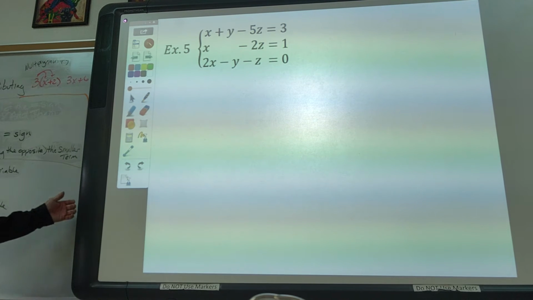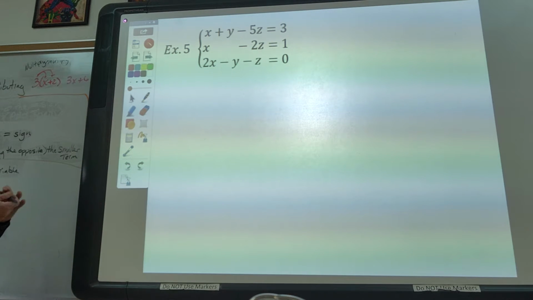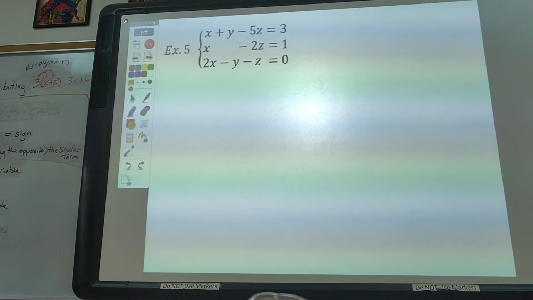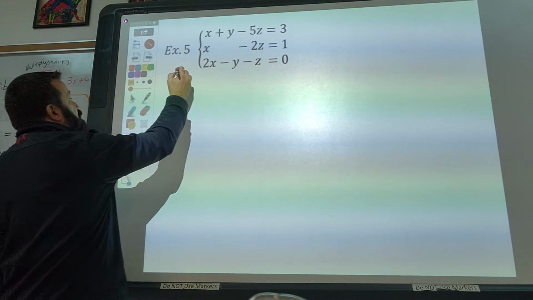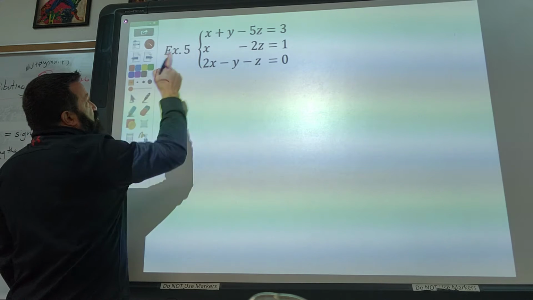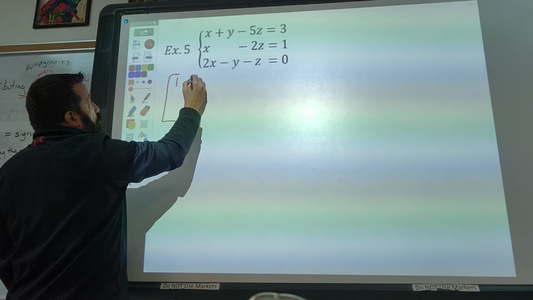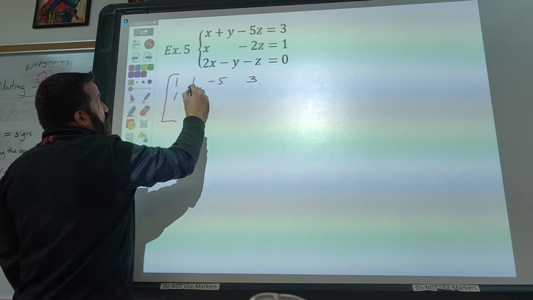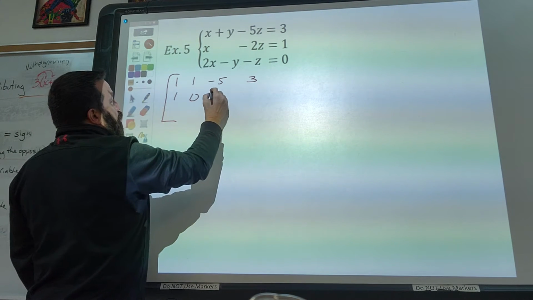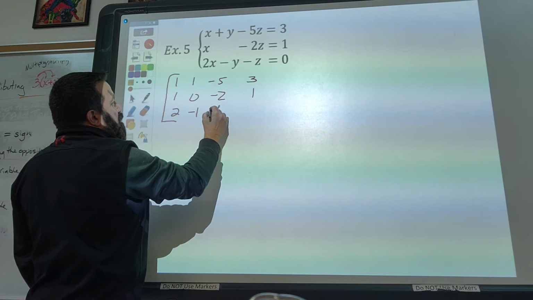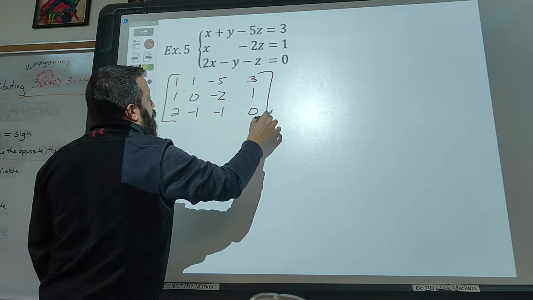So here's another example of solving a system of three equations, three variables, using row echelon form and matrices. So start off by changing it to matrix form: 1, 1, negative 5, 3, 1, 0, because there's no y term there. Negative 2, 1, 2, negative 1, negative 1, and 0.